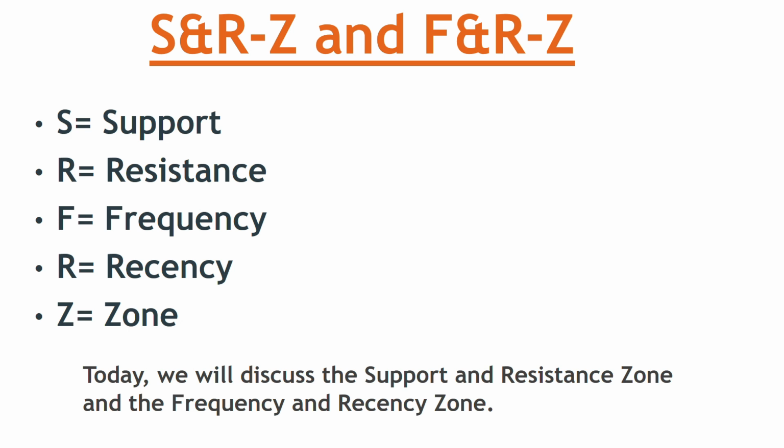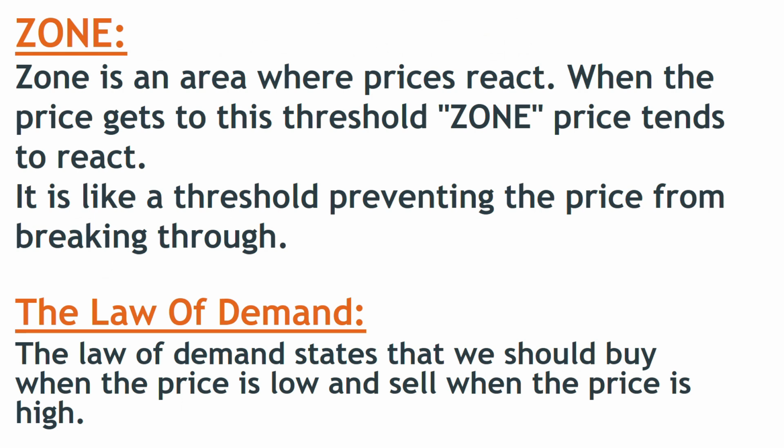If both of them have zone attached to them, the support and resistance and the F and R, what then is the zone? Zone is an area where price reacts. Wherever you see price react, that place where price has reacted is called a zone. When the price gets to this threshold, the zone threshold, price tends to react. It is like a threshold preventing price from breaking through. You know what a threshold is? Like a barrier preventing the price from breaking through.